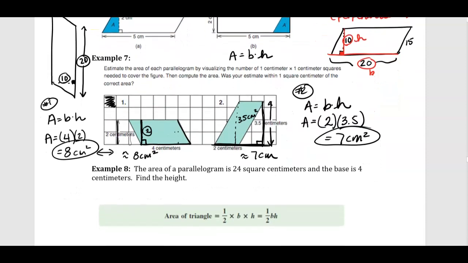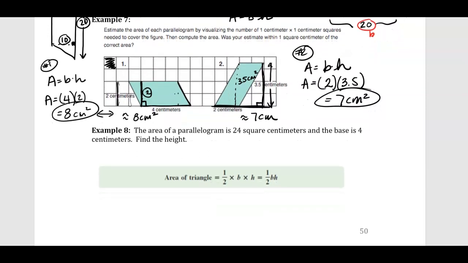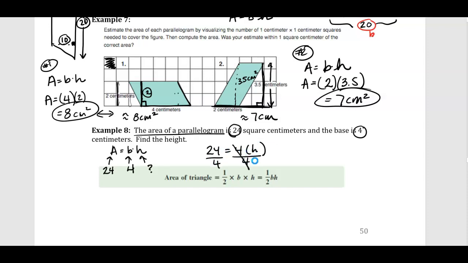All right, so for number 8, we're told that the area of a parallelogram, so as soon as I read that, I'm just going to write down the formula. Area equals base times height. So the area is 24 square centimeters, so that's going to go in for area. And the base is 4, so I'm going to plug those in. Find the height, so we don't know what that is. So 24 equals 4 times h. You can solve this equation by solving for h, so I'm going to divide both sides by 4, so those cancel out, and I'm left with 6 is equal to h. And if the area is in square centimeters, then that would be 6 centimeters.